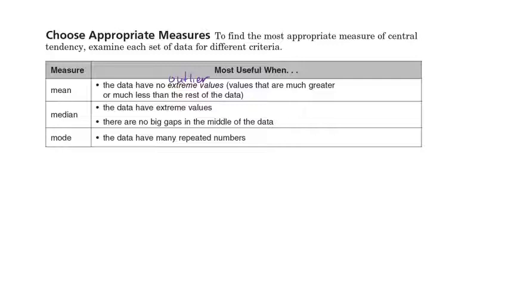So if I wanted to say what is the central tendency of ages in a class, then the teacher is kind of left out, and we know most of these people are around student age. And there are no big gaps in the middle of the data. So for instance, in the middle of the data, the two numbers aren't like 9 and then 100. And then mode is what's best if you have a lot of repeated numbers. So if something's repeated a lot, then the mode is what's best.